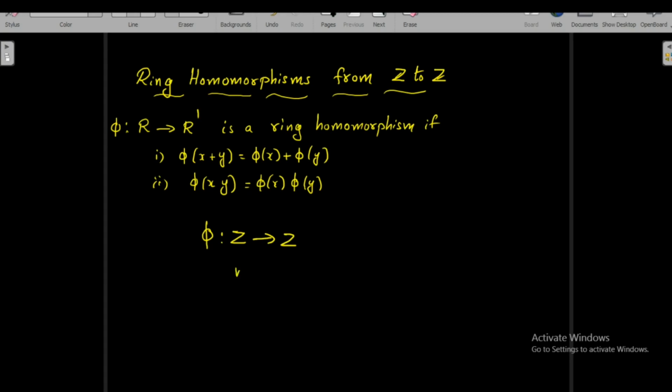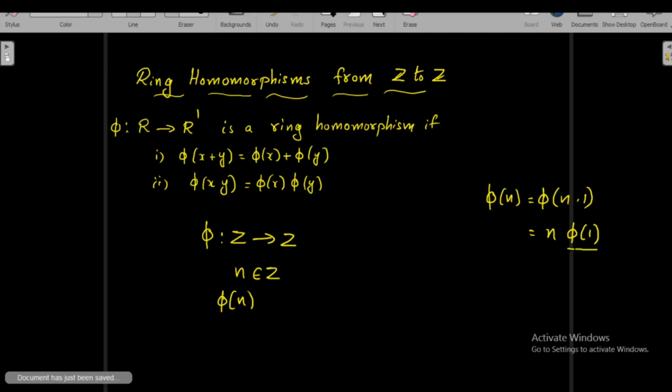That is, we have to take an n belonging to Z and define what phi of n will be. Actually, we know that phi of n can be written as phi of n into 1. So this is actually phi of 1 plus phi of 1 plus etc. plus phi of 1, n times, or we can write it equal to n into phi of 1. So if we define the image of 1 under phi, we can define phi of n for any n belonging to Z. So it is actually enough to define phi of 1 to define the ring homomorphism phi.